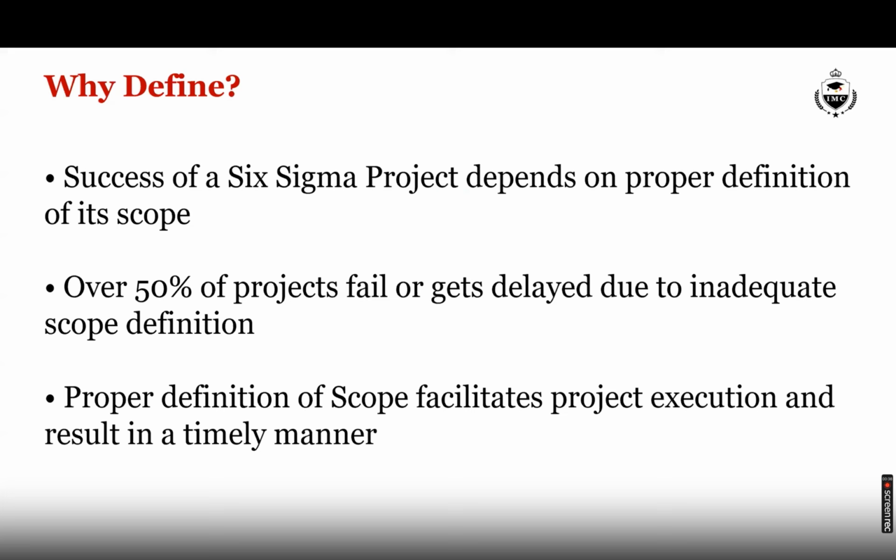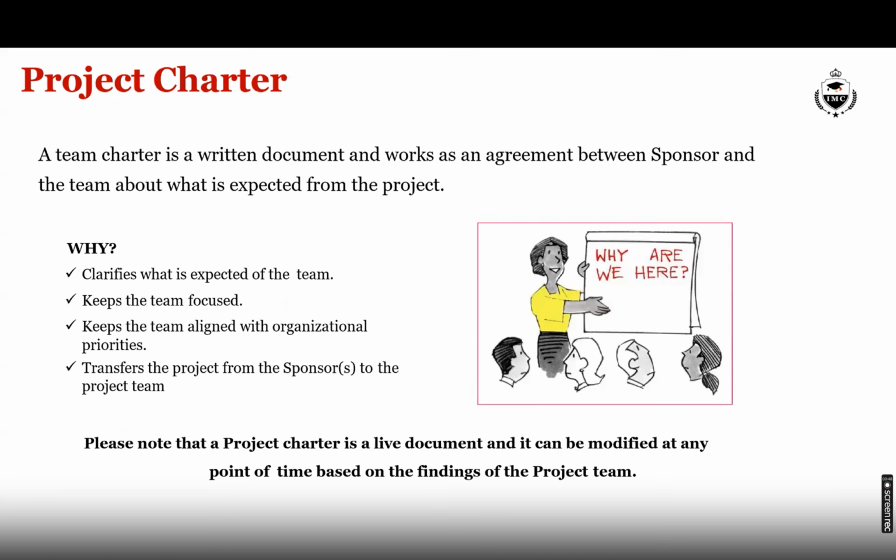So definition of the scope is the first and the foremost responsibility of a Six Sigma professional when he or she starts with a Six Sigma project. The first deliverable that we do in the define phase of a Six Sigma initiative or project is preparation of a project charter. A project charter is something like a project plan.